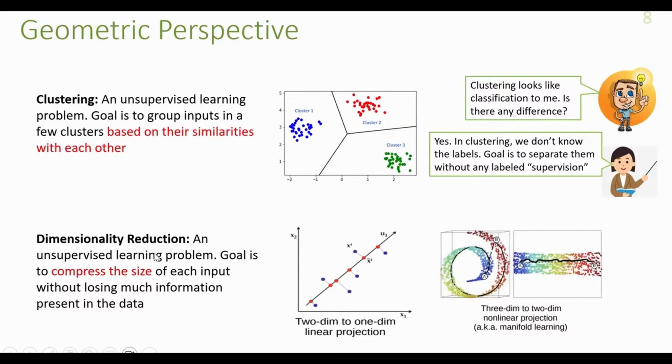Then dimensionality reduction. Dimensionality reduction, again, is an unsupervised learning problem. We can solve this problem without any label, right? And here the goal is to compress or reduce the data dimensionality, right?